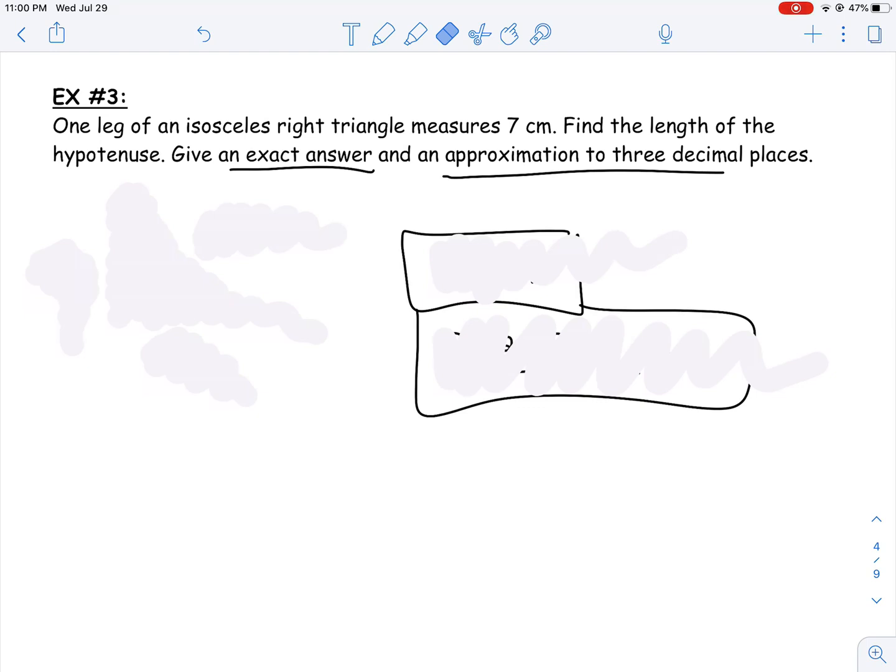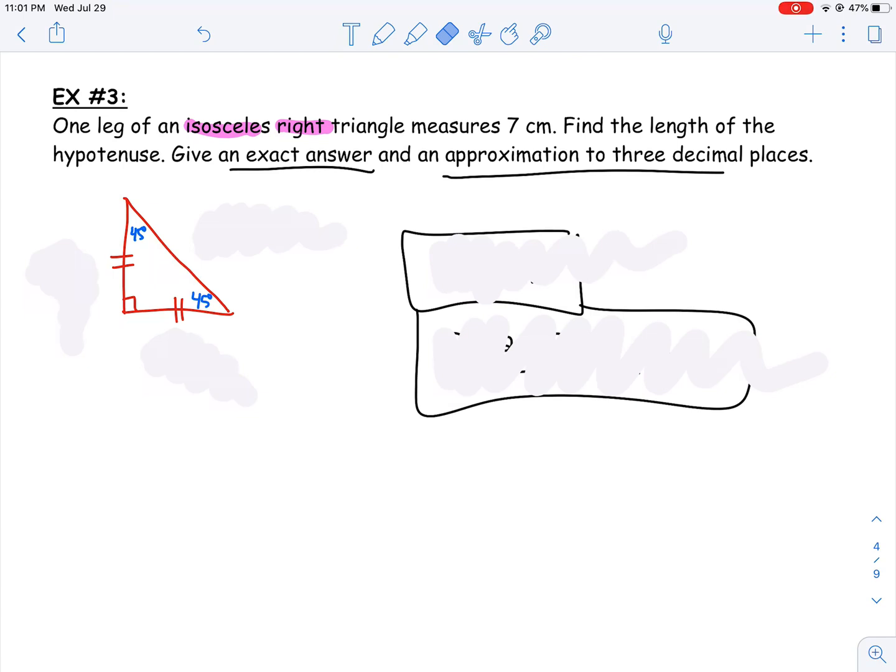On example number 3, it says one leg of an isosceles right triangle measures 7 centimeters. Find the length of the hypotenuse. Give your answer in exact form and an approximation of 3 decimal places. So it says here we have an isosceles right triangle. That means one of the angles is 90, and isosceles means I have two sides that are the same. Well, if two sides are the same, then two angles are the same, so those angles must be 45 and 45. So my picture looks something like this.